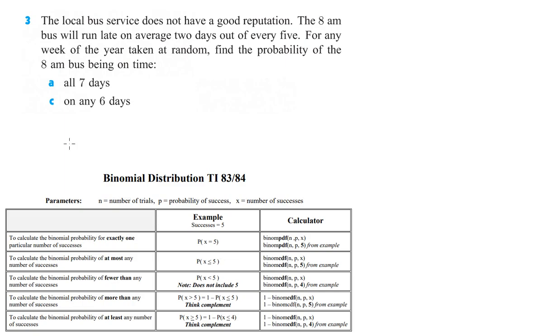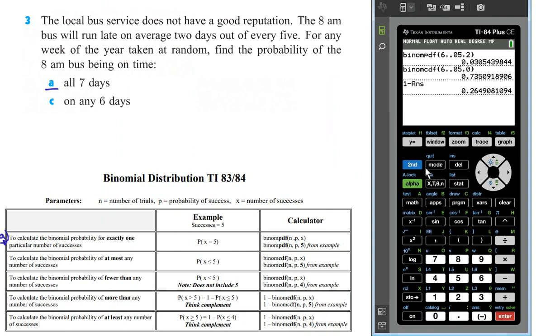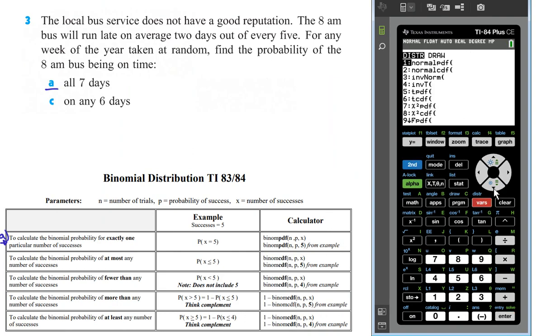Okay, so this is an exact number, so this part A here is going to be this. So we're going to use an A for that one. Okay, so we use our calculator here, second variables, go down to binomial PDF. Uh-oh, sorry, messed that up. And there it is.